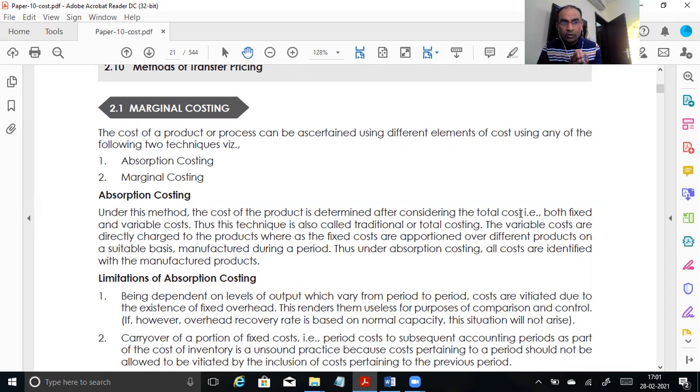So fixed costs are ignored in case of marginal costing, but in case of absorption costing, we take both the cost. So as it is written here, both fixed and variable cost. Thus, this technique is also called as traditional or total costing. The variable costs are directly charged to the products, whereas the fixed costs are apportioned over different products on a suitable basis. So if there is a variable cost related to a particular product, then the entire variable cost will be charged to that product only. But as the other cost, that's fixed cost, it is common for different types of products produced in the factory. So it has to be divided on a rational basis over all the products.